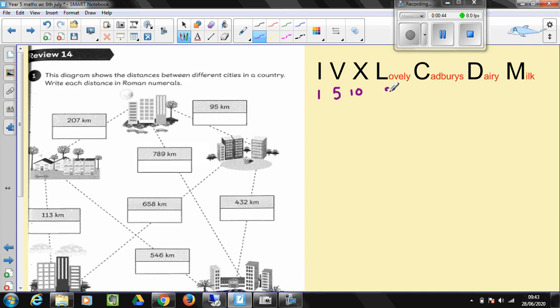So L is 50, C is 100, D is 500, and M is 1000. You might want to use that to help you work out the Roman numerals questions on the other side of the page.